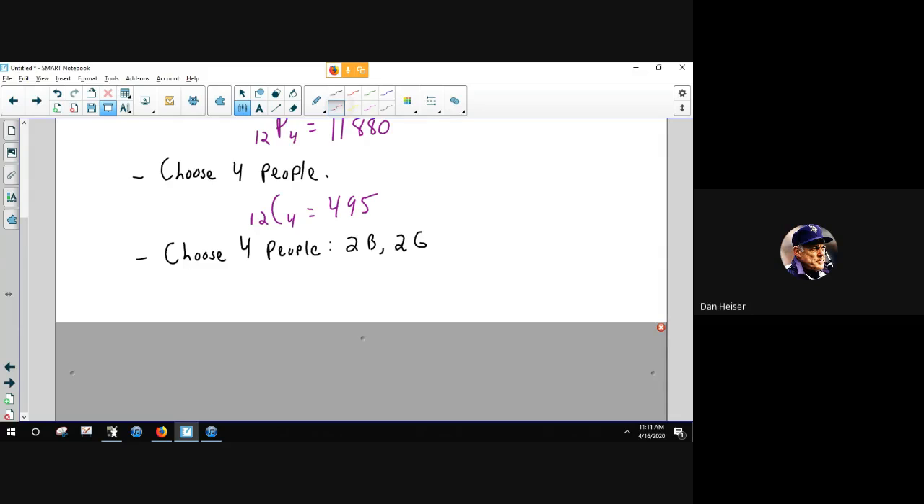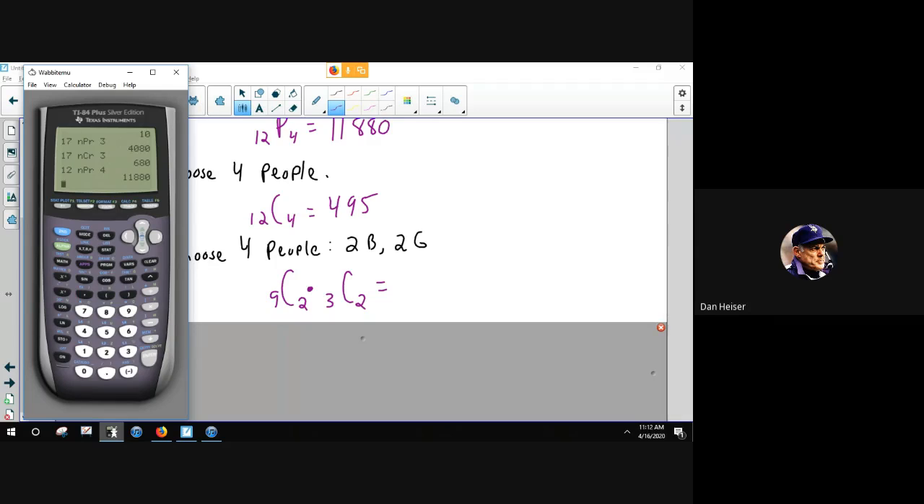So, nothing says order matters. It doesn't matter who's chosen first or second in each group. I just want 2 of each. So, of the 9 boys, choose 2. At the same time, we're going to multiply because it's happening at the same time. There are 3 girls, choose 2. So here we have a product of combinations.